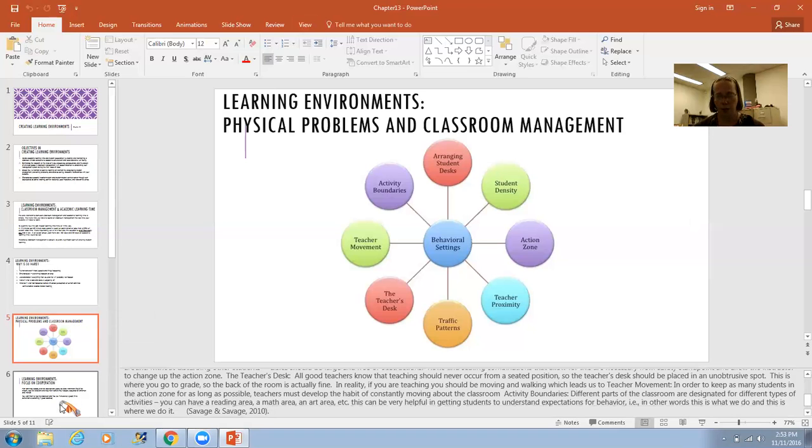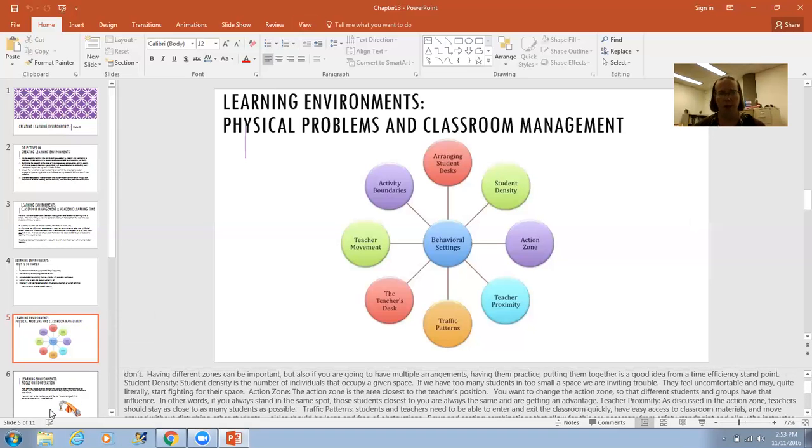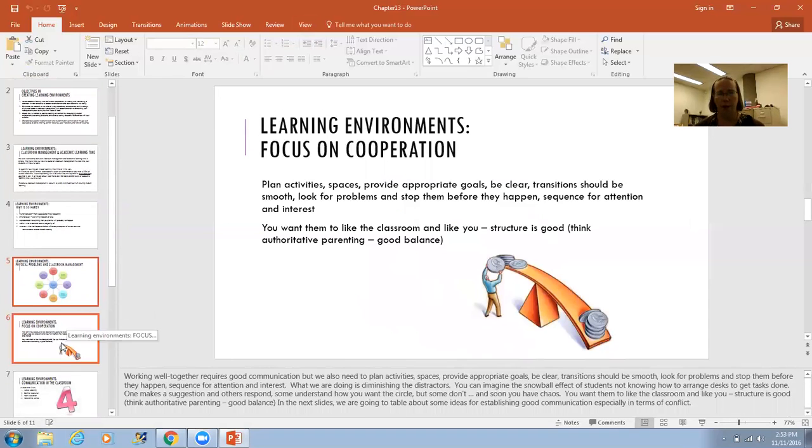The next thing that we're going to talk about today is this idea of focusing on cooperation. So working together requires good communication, but we also need to plan activities, spaces, and provide appropriate goals and understand that transitions should be smooth. So we want to look for problems to stop them before they happen. So thinking about what could go wrong and then planning to ensure that that doesn't happen.